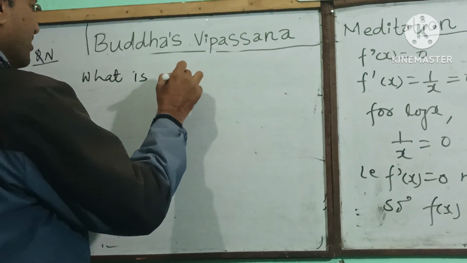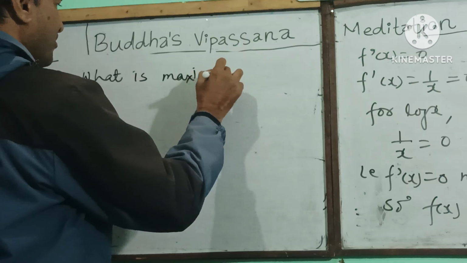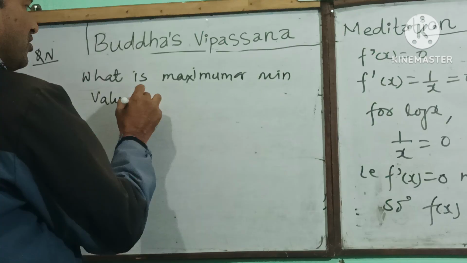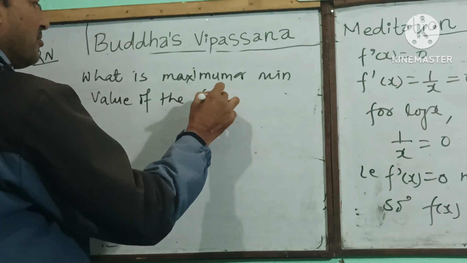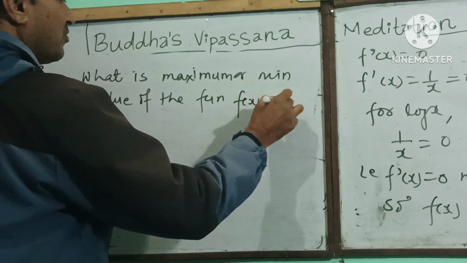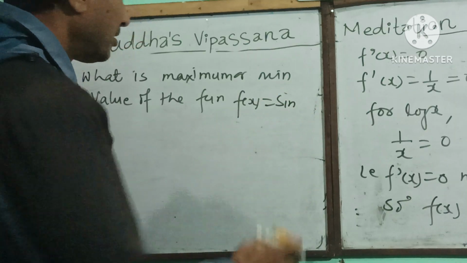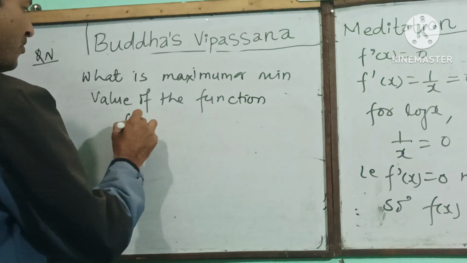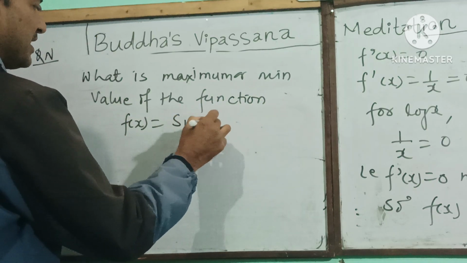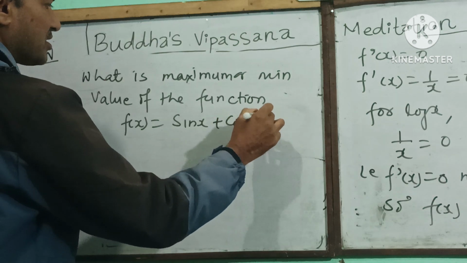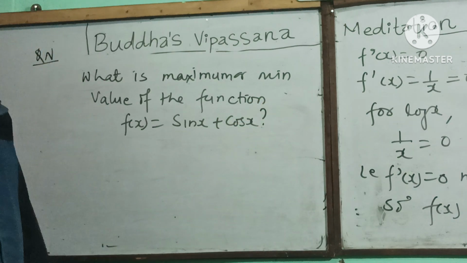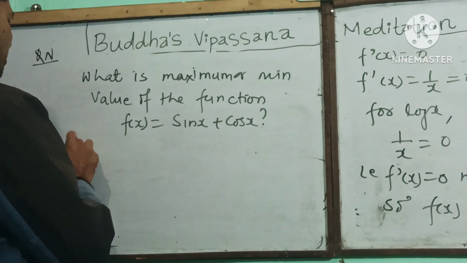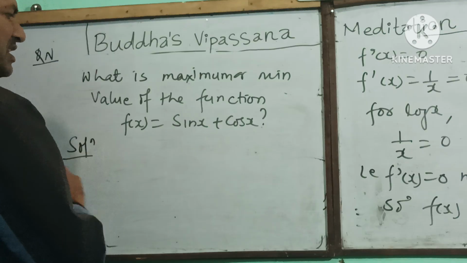What is the maximum or minimum value of the function f(x) is equal to sin x plus cos x? So what is the maximum or minimum value of the function f(x) is equal to sin x plus cos x? So simply we go for the process, and what is given over here?